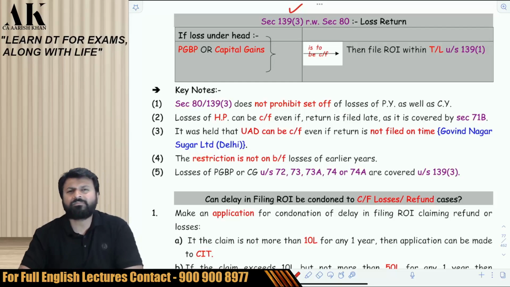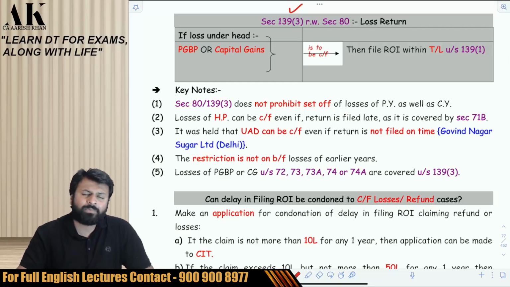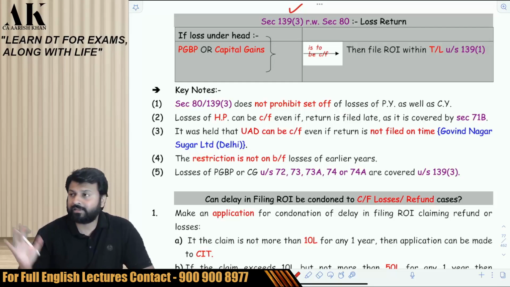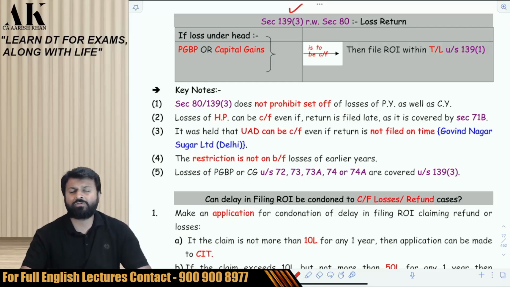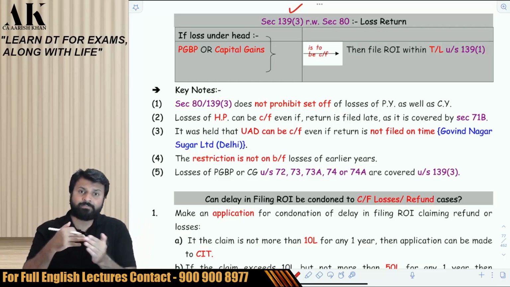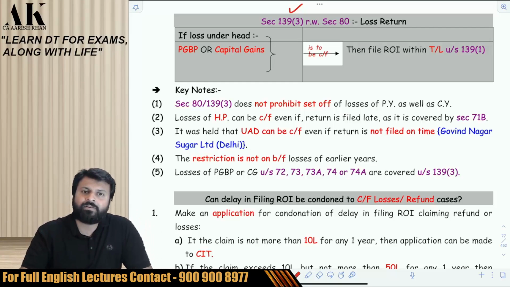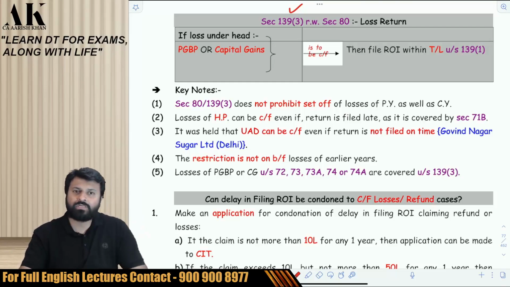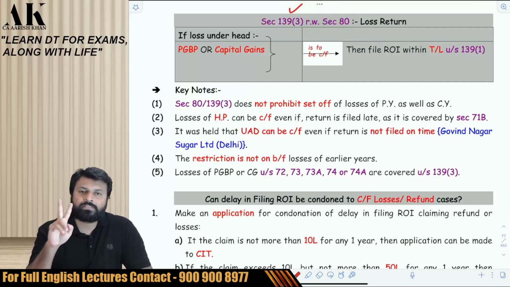Okay. Next, once I file the return, then I will be allowed to carry forward. Suppose because of some genuine reason, I was not able to file the return on time, and there is a loss, PGBP loss, CG loss, or there is some refund in my case. And I come to know about that particular thing, say after 6 months, 1 year, 2 years. Will I be allowed to file the return? The answer is yes. Only in two cases. If there is a refund in your return, or if there is a loss in your return. If there is a payable, then there is no option.